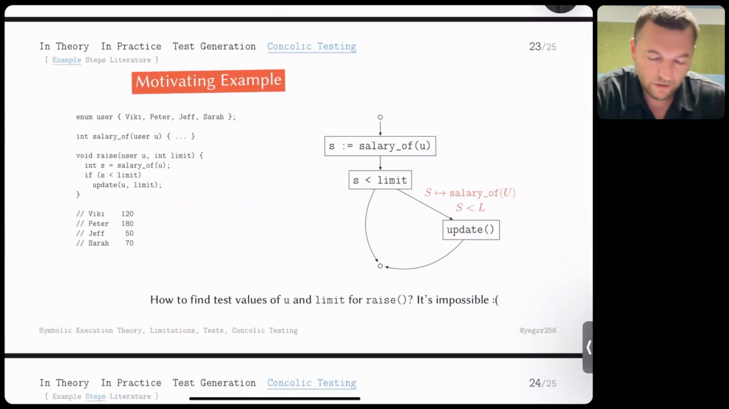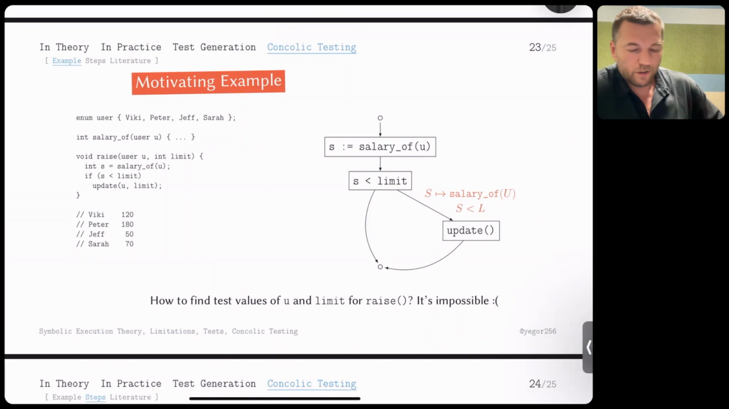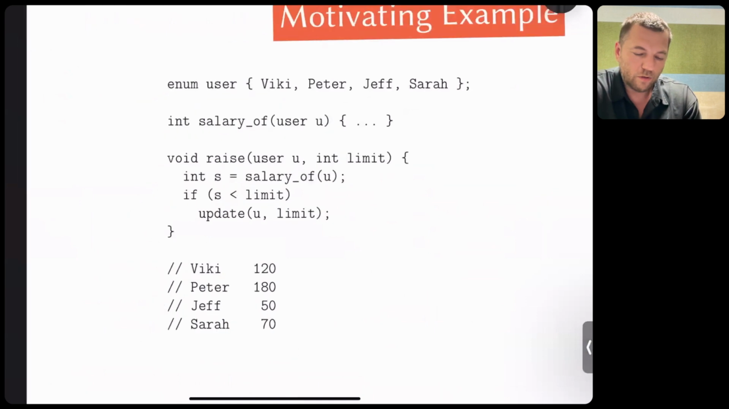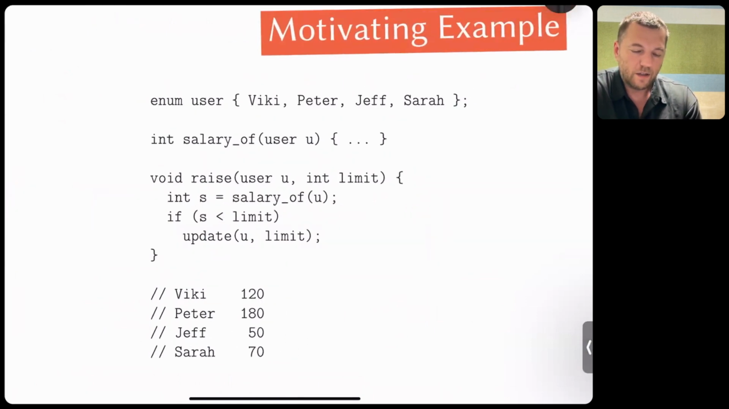So look at this. That's an example to motivate you for finding a solution. On the left, you see the code. Read it. First we define the user. The user is enum. It's C++ code. So it's enum, which is 4 possible users. Okay, it's a toy example, but still. Vicky, Peter, Jeff, and Sarah. And then the function salary of the user. So the function salary of goes to the database and returns you the salary of this user. We don't know what's in the database, but a number will come out of the database. Well, we know what's in the database. This is what's in the database.